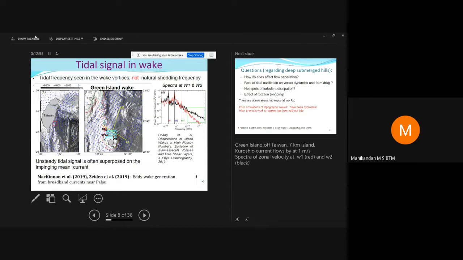What is that green box? Oh, this green box is showing a difference between the two particular stations, W1 and W2, but that's specific to that paper. That's not included.